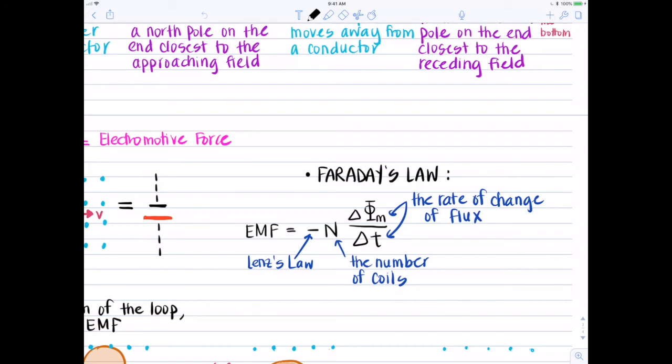The negative represents Lenz's law, where the magnetic field that's induced will orient itself so that it opposes whatever the cause of the change in flux is. So we have a negative. We have a capital N for the number of coils of our conductor. So if there's only one coil, capital N would be 1. If it was 2 coils, capital N would be 2, and so on and so forth. And then we have multiplied by the change in flux over the change in time, or the rate of change of flux.